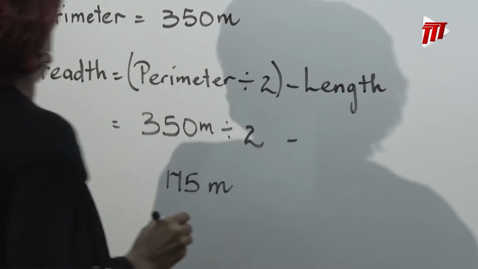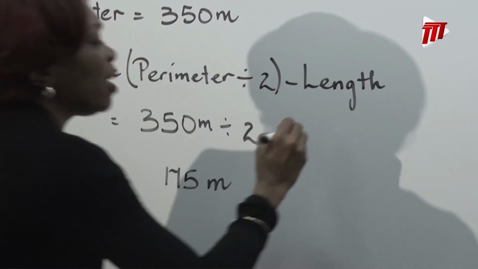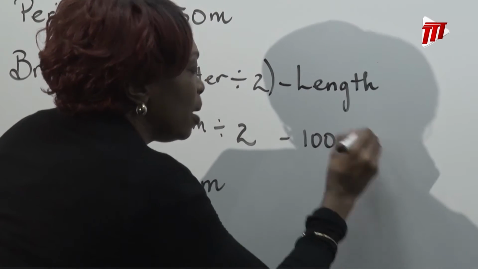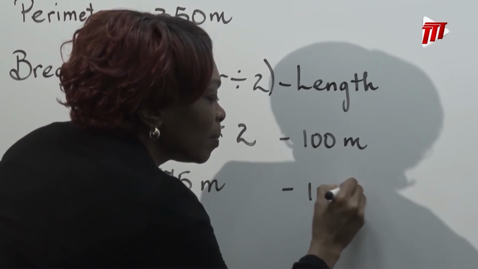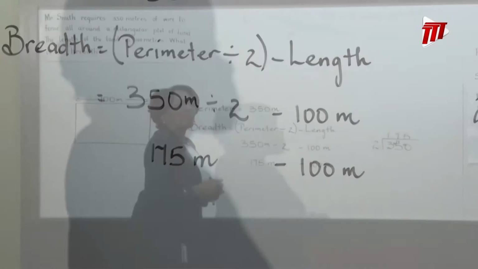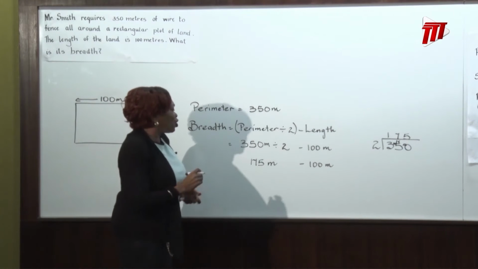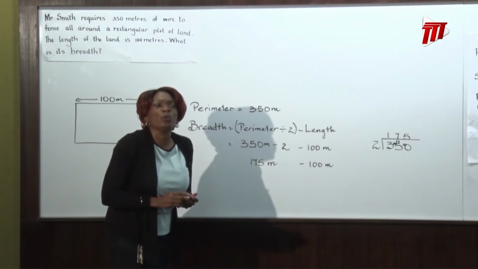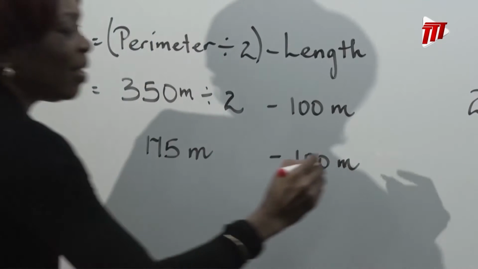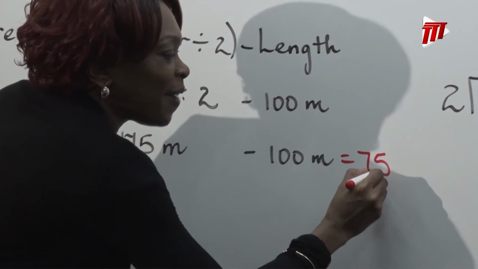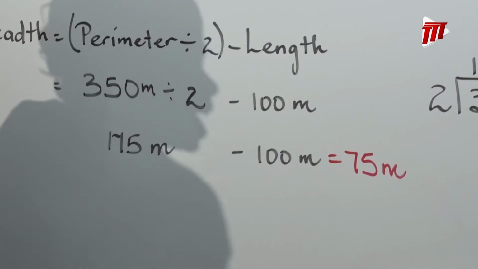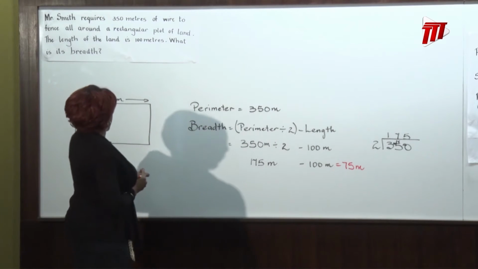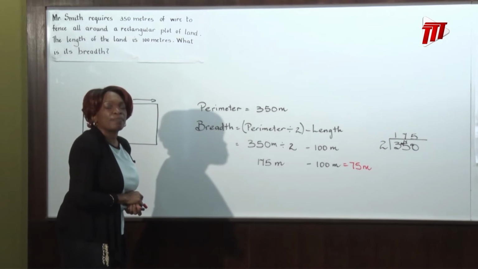And we are going to take away the length. What is the length? The length is 100 meters. So I'm just bringing it down now. Are you with me so far? Wonderful. 175 meters, take away 100 meters will give us what? I know you worked it out already. Let's do it. We will get 75 meters. Children, are you saying that? So the breadth is 75 meters.